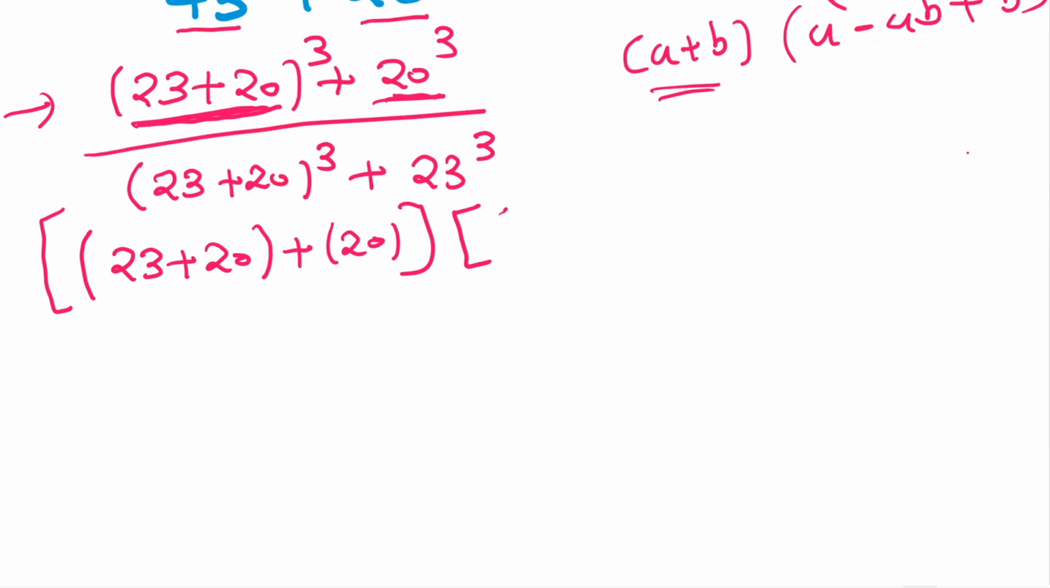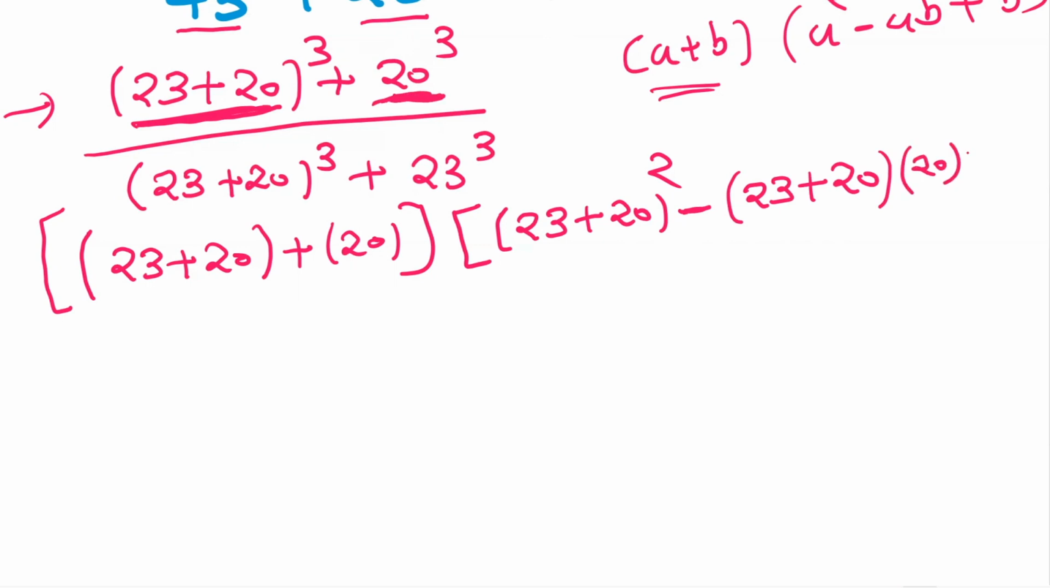So a square will be 23 plus 20 whole square, which is my a square, because 23 plus 20 is my a. Minus ab, so minus, my a is 23 plus 20, my b is 20, plus b square is 20 square.